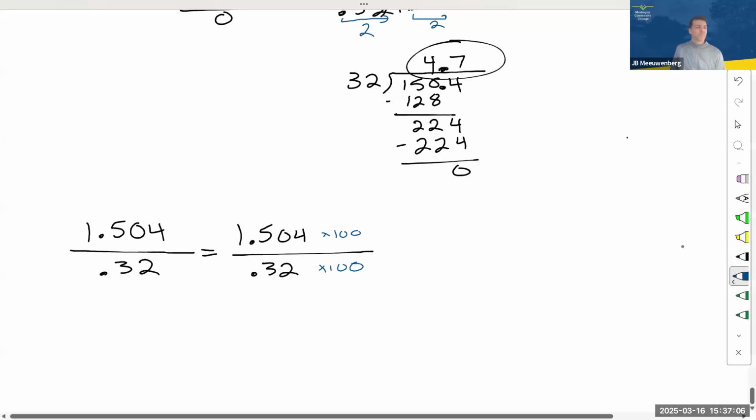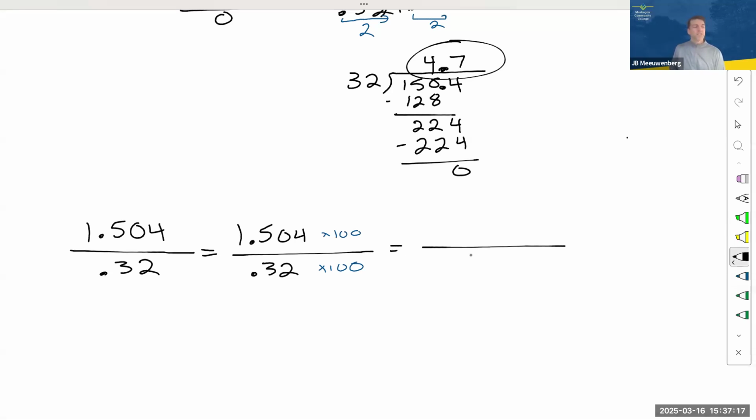Why did I pick 100? Maybe you can guess. What happens to our denominator when we multiply by 100? It changes from 32 hundredths into just 32. And our numerator changes to 150.4. It essentially moves the decimal point 2 spots to the right in both of those numbers.